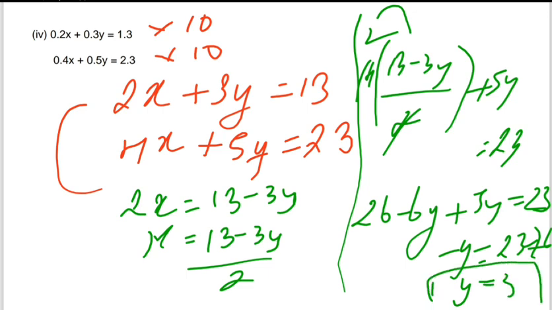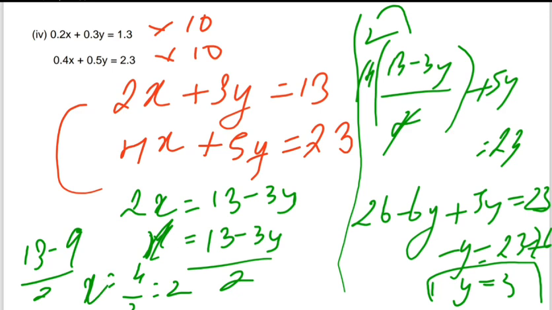If we calculate the x value, x is equal to 13 minus 3 into 3 is 9, all by 2. 13 minus 9 is 4. 4 by 2 is 2. So x is equal to 2. So this will be your answer. Let's go to the fifth one.